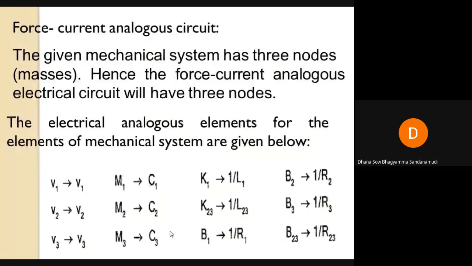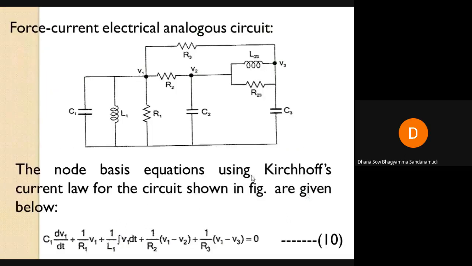Now let us go for the force-current analogous circuit. You know the table already, there is a table given to you. From that table, write down these terms. Velocity is analogous to voltage, mass is analogous to capacitance, K is analogous to 1 by L, and friction is analogous to 1 by R. If you remember these analogous terms, you can draw this analogous circuit.